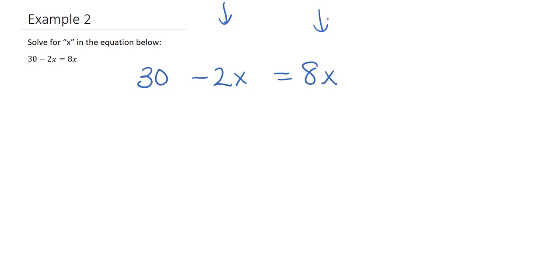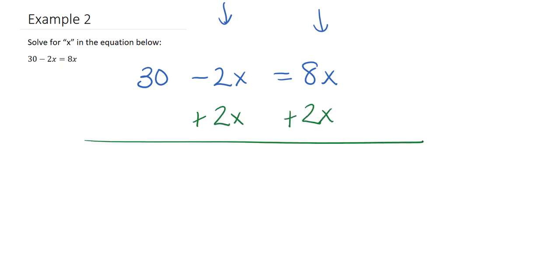That's our first step. Let's add 2x to both sides. I'm moving the 2x because I eventually want to have the x's all by themselves. If I move the 8x over, then I would have 30 minus 10x, and we don't want that. So now we're left with just 30 on one side. On the right-hand side, we have 8x plus 2x. We just add the numbers, so that's 10x.